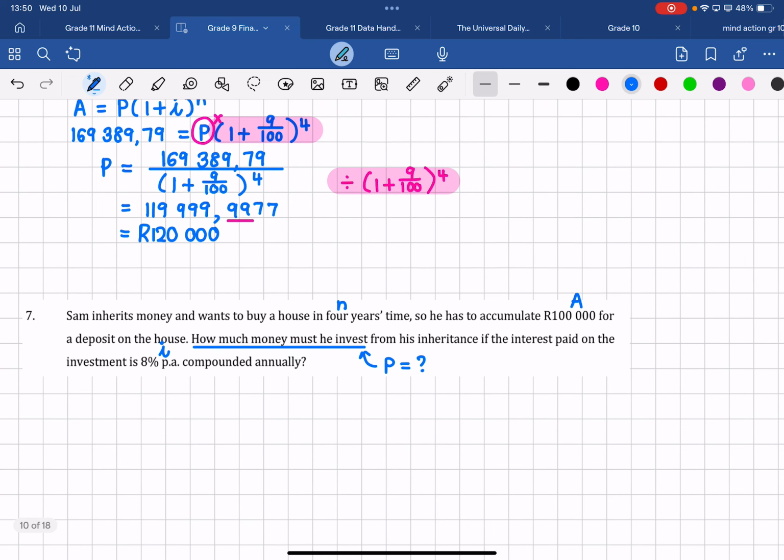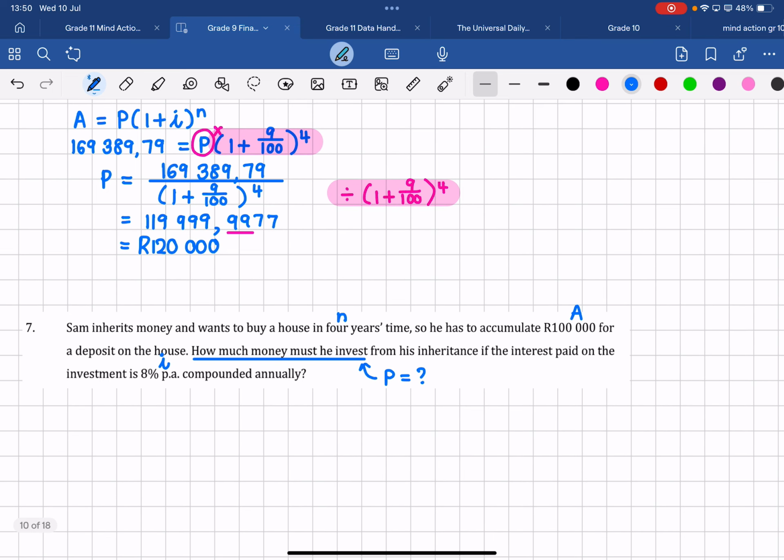So by looking at the previous example, guys, use it as a guide. Please calculate this answer now. Solve for P for this question. Follow the exact same steps. Formula, subbing in, solve for P.